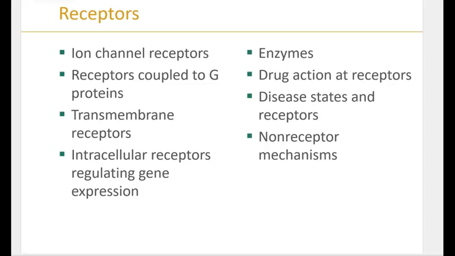Partial agonists would require all of the available receptors to produce their full response, and the maximum response for a partial agonist is less than for a full agonist.